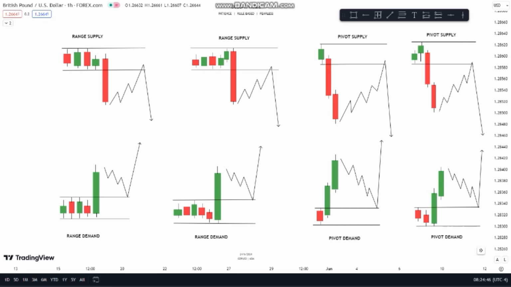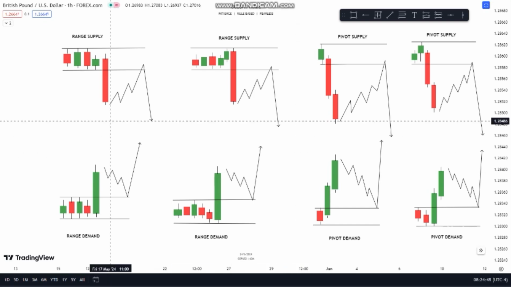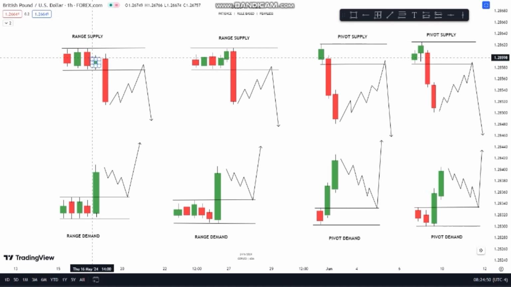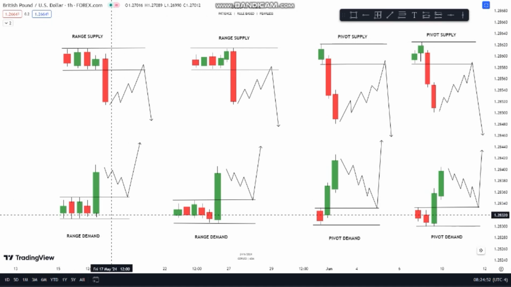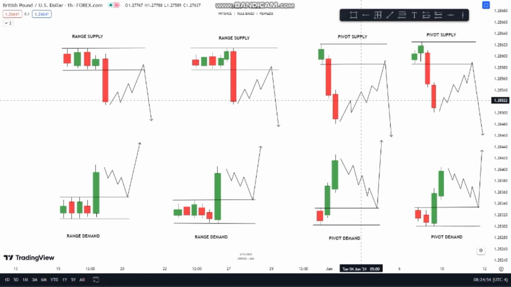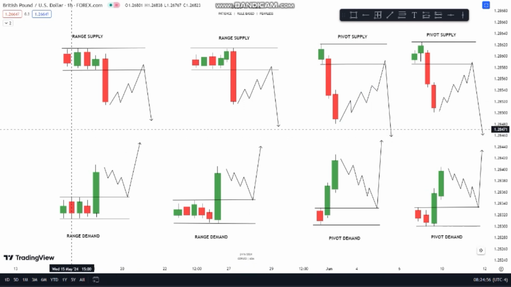So let's move on. We have two specific ways of creating supply and demand zones. The first one is the range and the second one is the pivot. So what is a range?